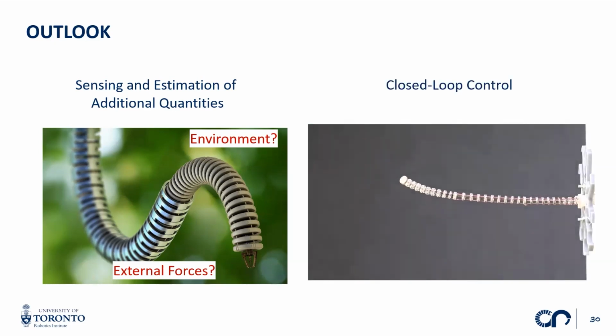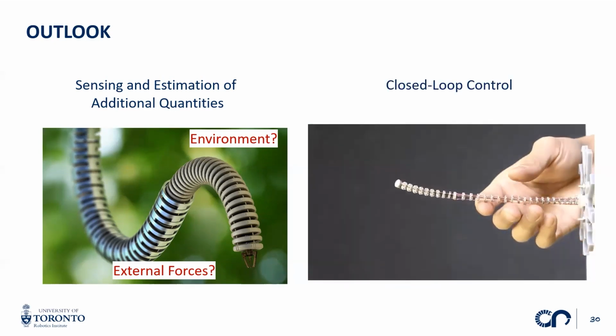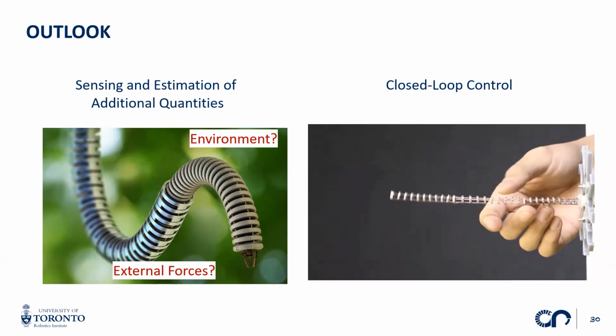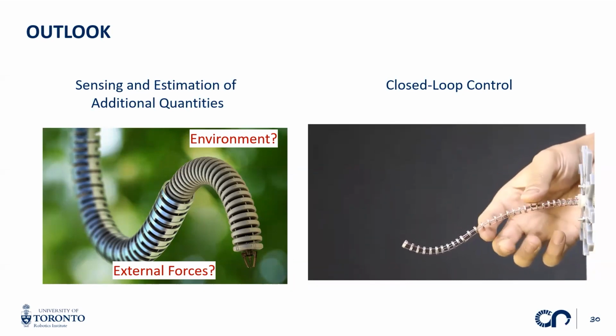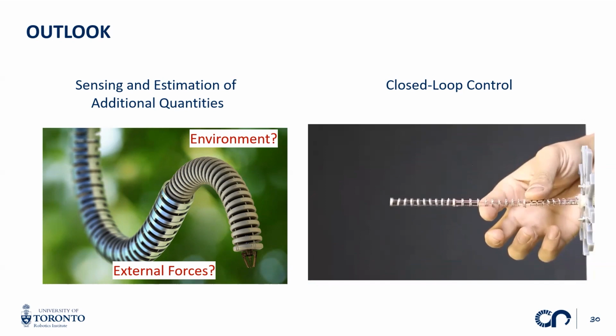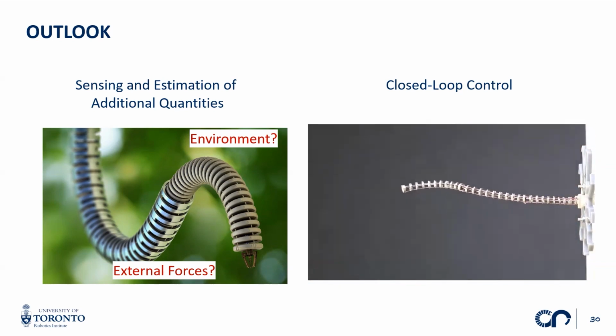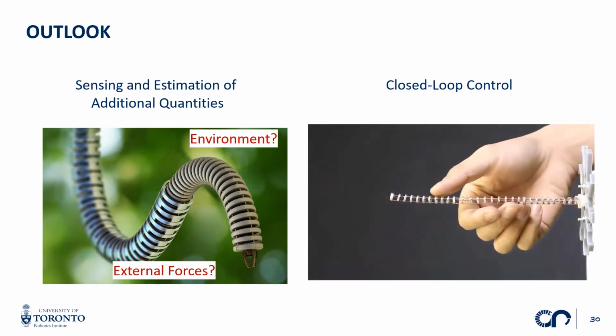Another interesting direction would be to actually use the state estimation in closed loop control, because as you can see in specific scenarios, this state estimation code can run in real time. So it would be cool to see its application in a closed loop control scenario.